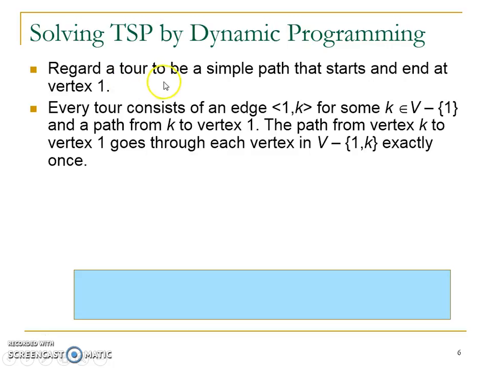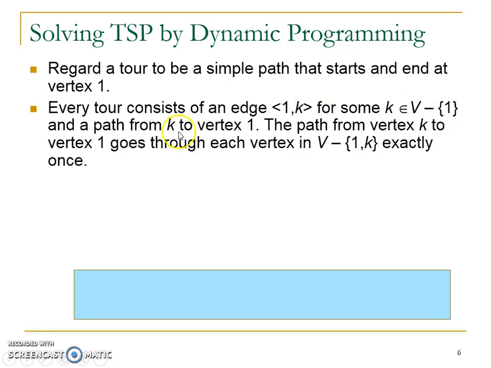So let us take the starting vertex to be vertex 1. When I start a tour, I have to go to some other vertex k in the graph. So every tour will consist of this edge 1k, and then the rest of the tour will be going from vertex k back to vertex 1. I repeat this again: every tour consists of an edge 1k, where k is a vertex of the graph other than 1. Let V be the set of all vertices in the graph. Then k is in the set of all vertices other than 1, because we have started our path from vertex 1.